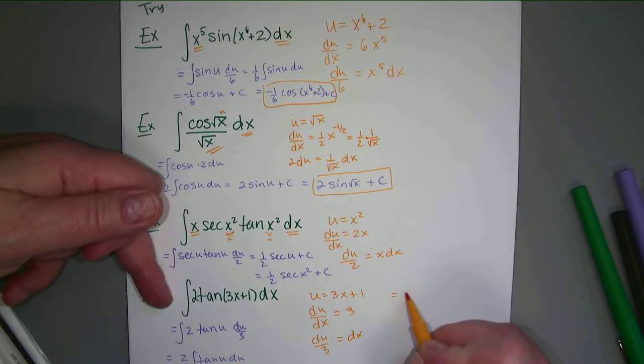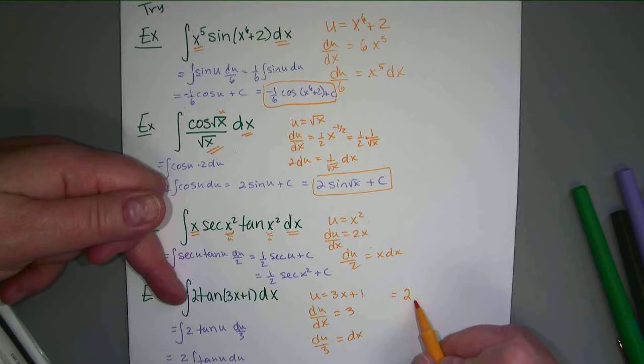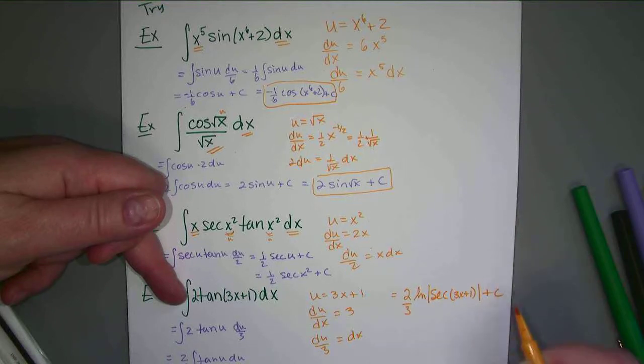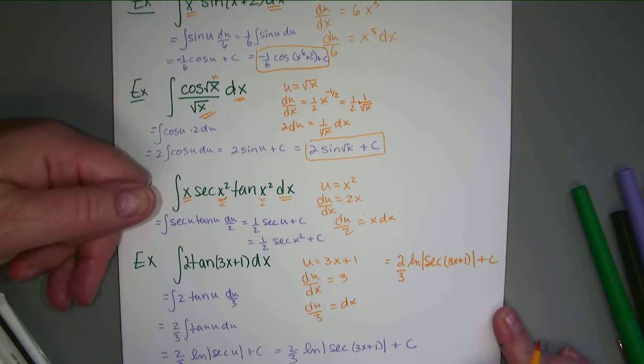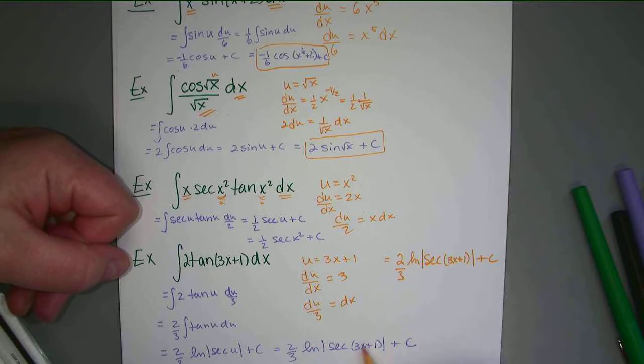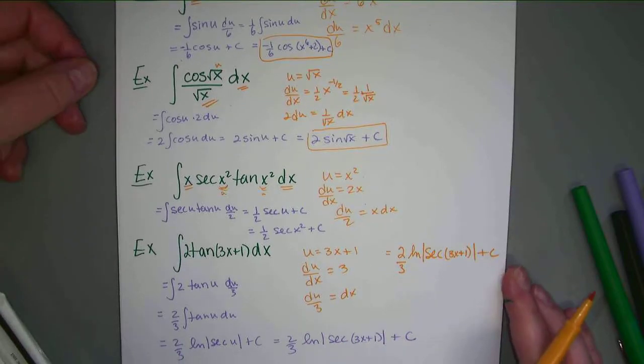If you notice that that was linear, you say, okay, 2 is a constant, what's the integral of tan? Integral of tan is ln of secant. Rewrite the argument, divide by 3. So let's put that over there. And that is the answer I got here using the substitution.